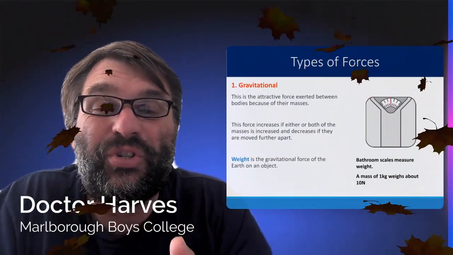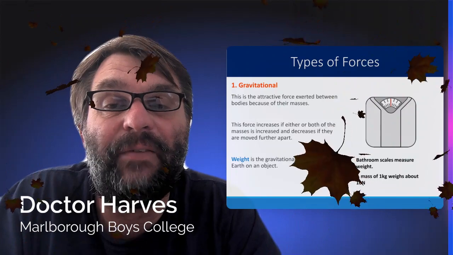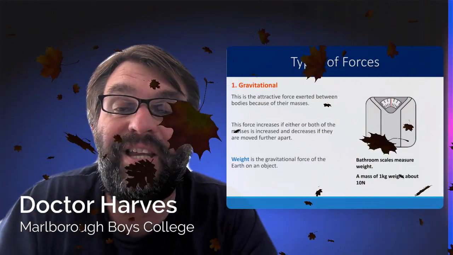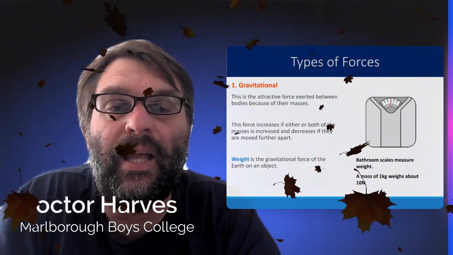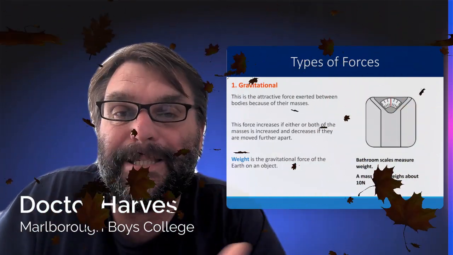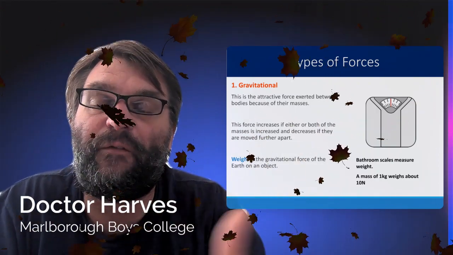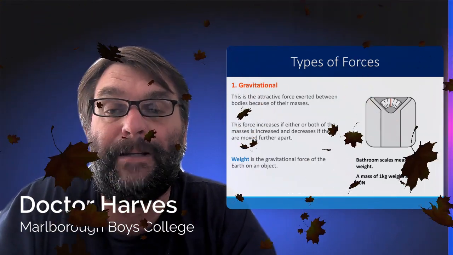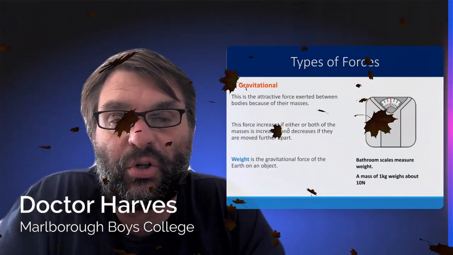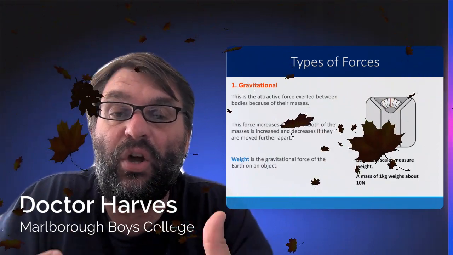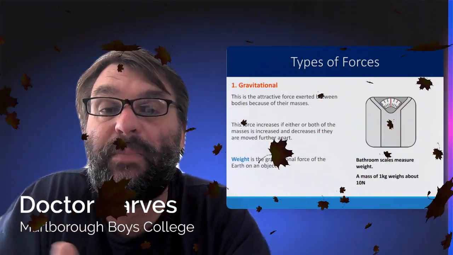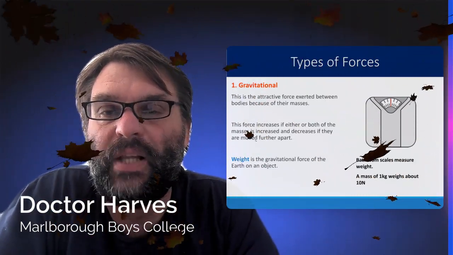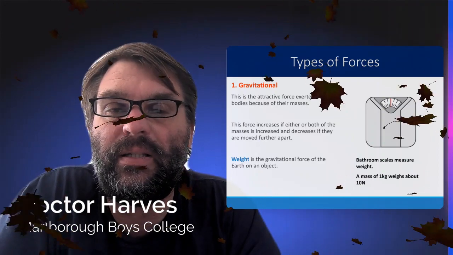So there are 7 major forces you have to be familiar with in NCEA Level 1 Mechanics. The first one is gravitational. Gravitational force is an attractive force. It brings objects together because the objects have mass. And you can increase the size of the force by either increasing the mass or moving the objects closer together. So weight is the gravitational force of the Earth on any object. That's what you're experiencing when you are standing up or sitting down on Earth. It's a weight force. And 1 kilogram weighs about 10 newtons.